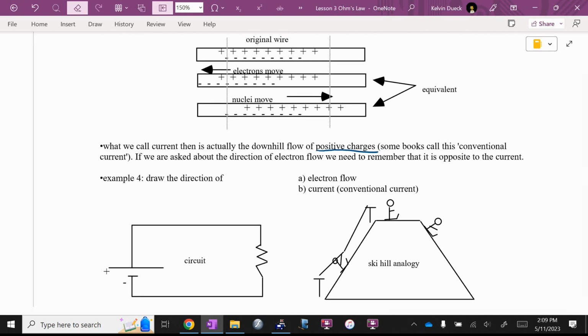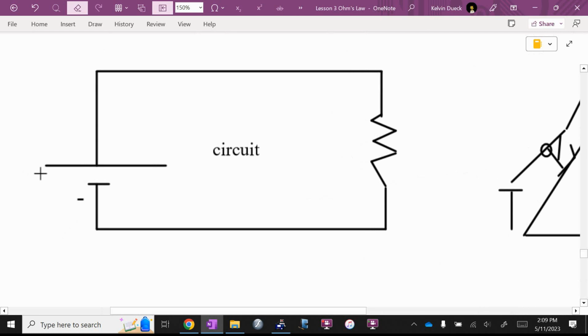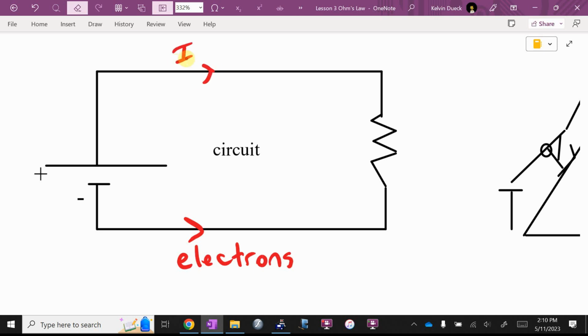But here, let me show you this way. Example 4 says, draw the direction of electron flow. If this is a circuit, the longer bar of the battery is the positive end. Electrons would flow this way. But that would have them skiing backwards up the ski hill and then riding the chairlift back down to the bottom of the mountain, which is confusing. Current is that way. And I'm going to use my capital letter I as the abbreviation for current.